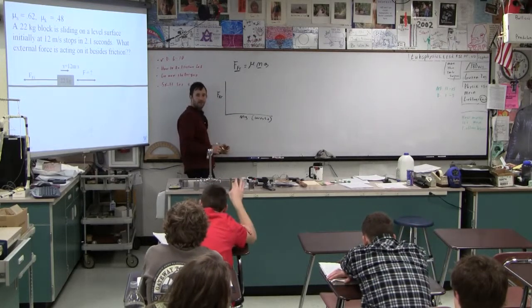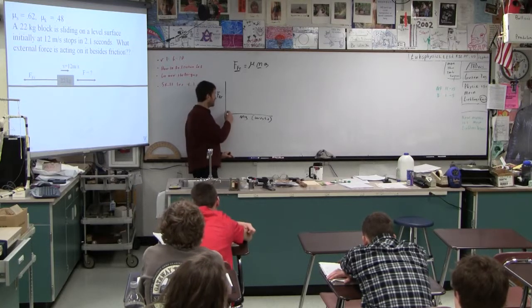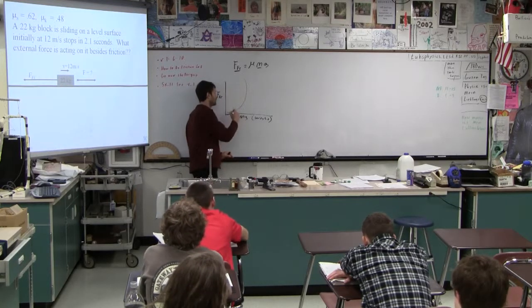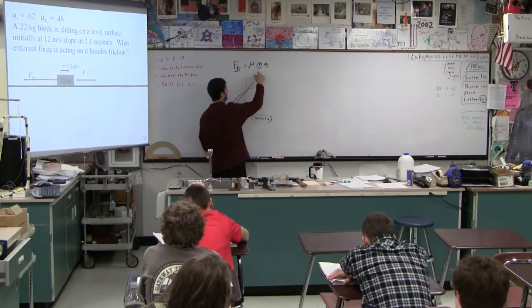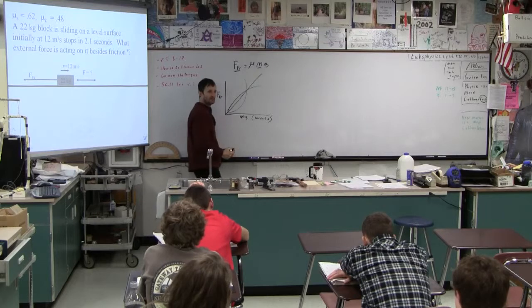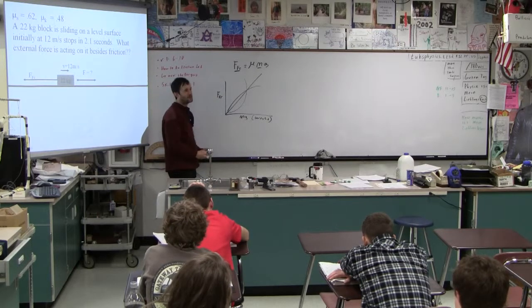Yeah, it should go upwards, and should it go up like this? Should it go up like this? Or should it be a nice straight line with a slope of mu? It's going to be a nice straight line with a slope of mu, isn't it?